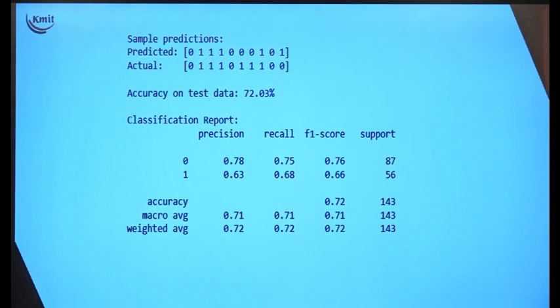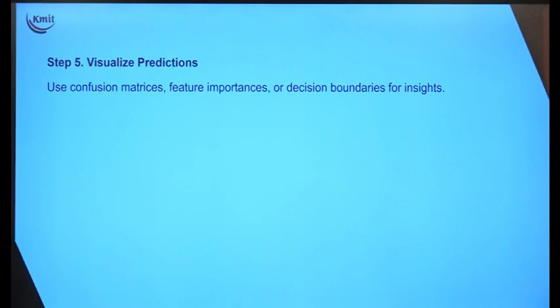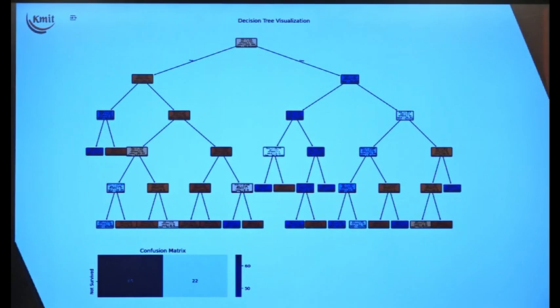So the accuracy on the test data is 72%, and that is the classification report. Once I'm done with predictions, I'll go for some visualizations of the trees. So this is all about how we build the decision tree model on a given data set.